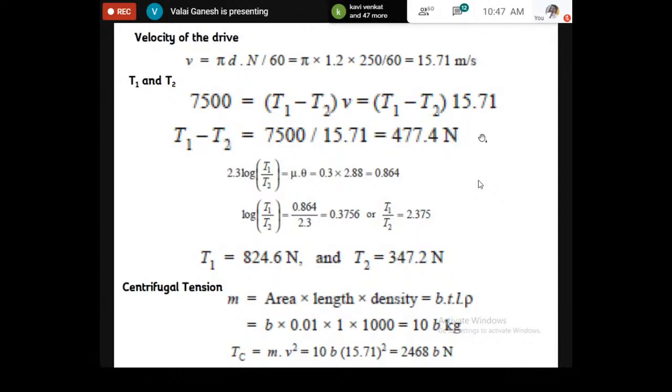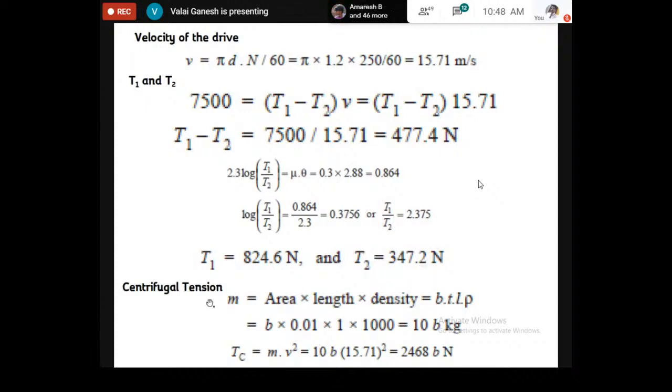Assume this is equation number 1, because we don't know the value of T1 as well as T2. We know one more relation between T1 and T2, that is T1 by T2 equal to e power mu theta. Mu is known, theta is known. From that, T1 by T2 equal to 2.375. So T1 equal to 2.375 times T2. Applying this in equation 1, we get T1 as 824.6 Newton. Applying the T1 value again, we get T2 equal to 347.2 Newton.